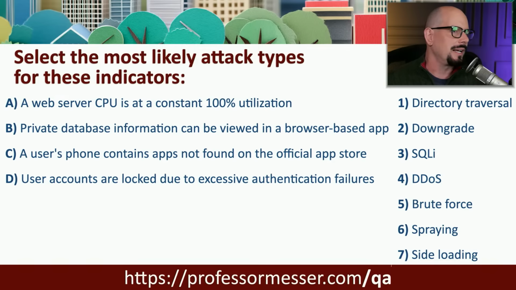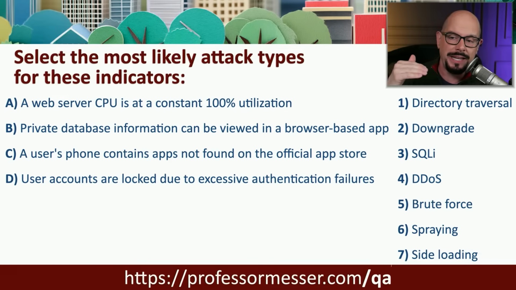I want you to select the most likely attack types for these specific indicators. So I have 4 different indicators of attack, and I have for you on the screen 7 different attack types. So I want you to match these up. Now, obviously, I only have 4 indicators, which means you're only going to be matching 4 of the attack types. That means 3 will be left over at the end. I did the math. I counted them out, so I know that to be the case. Let's step through each one of these.